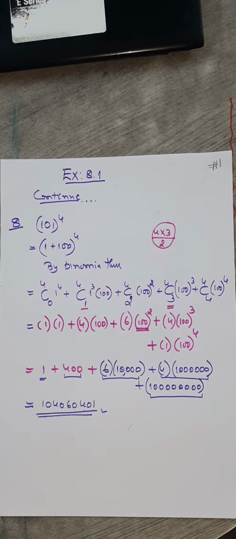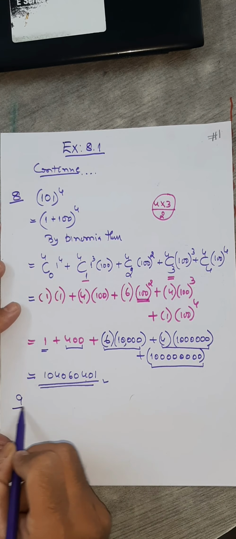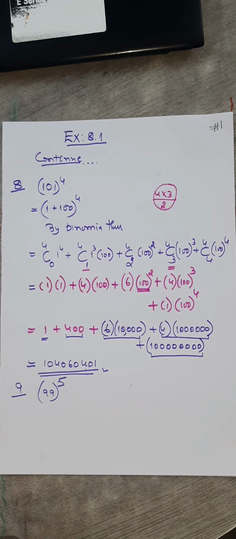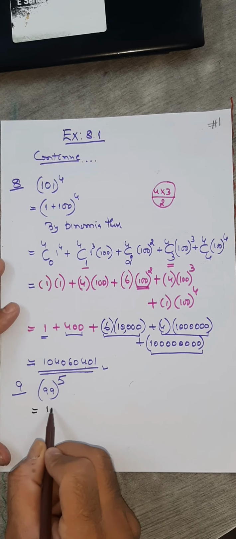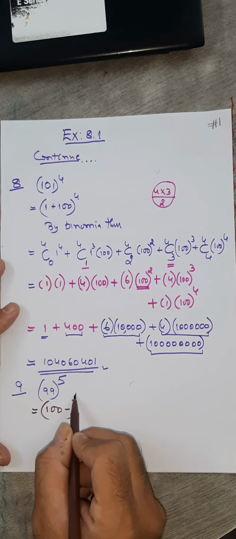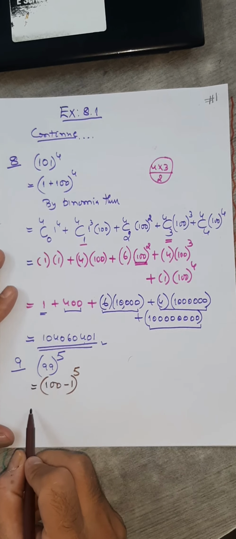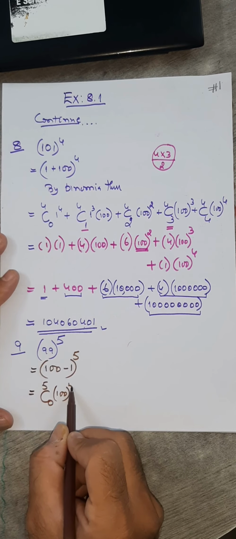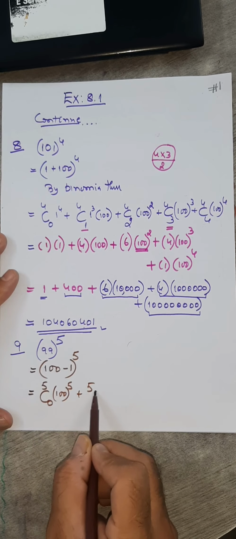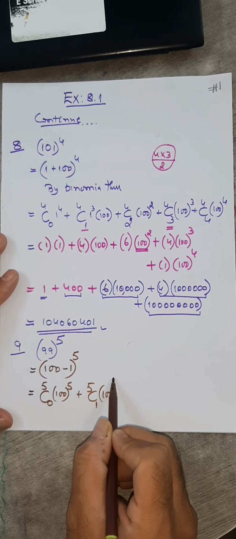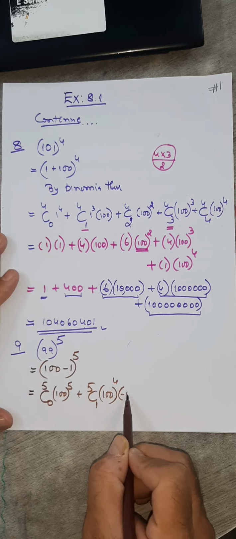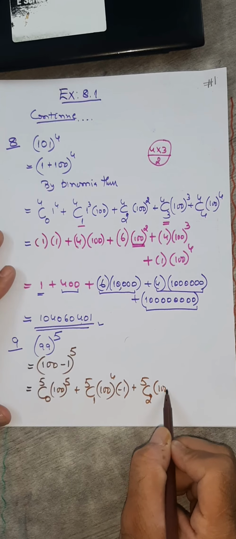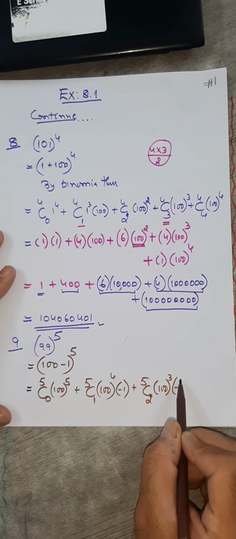What about the next question? The same way you can do the 9th. What about the 9th question? That's 99 raised to 5. I'll do one step for you. 99 you can write as what? (100 minus 1), the whole raised to 5. Now we just expand by binomial theorem. So this is 5C0 into 100 raised to 5, plus here 5C1, now decrease the power, so raised to 4, and now you have power of minus 1, that's just 1. Then 5C2, you have 100 raised to 3 into (minus 1) the whole square.